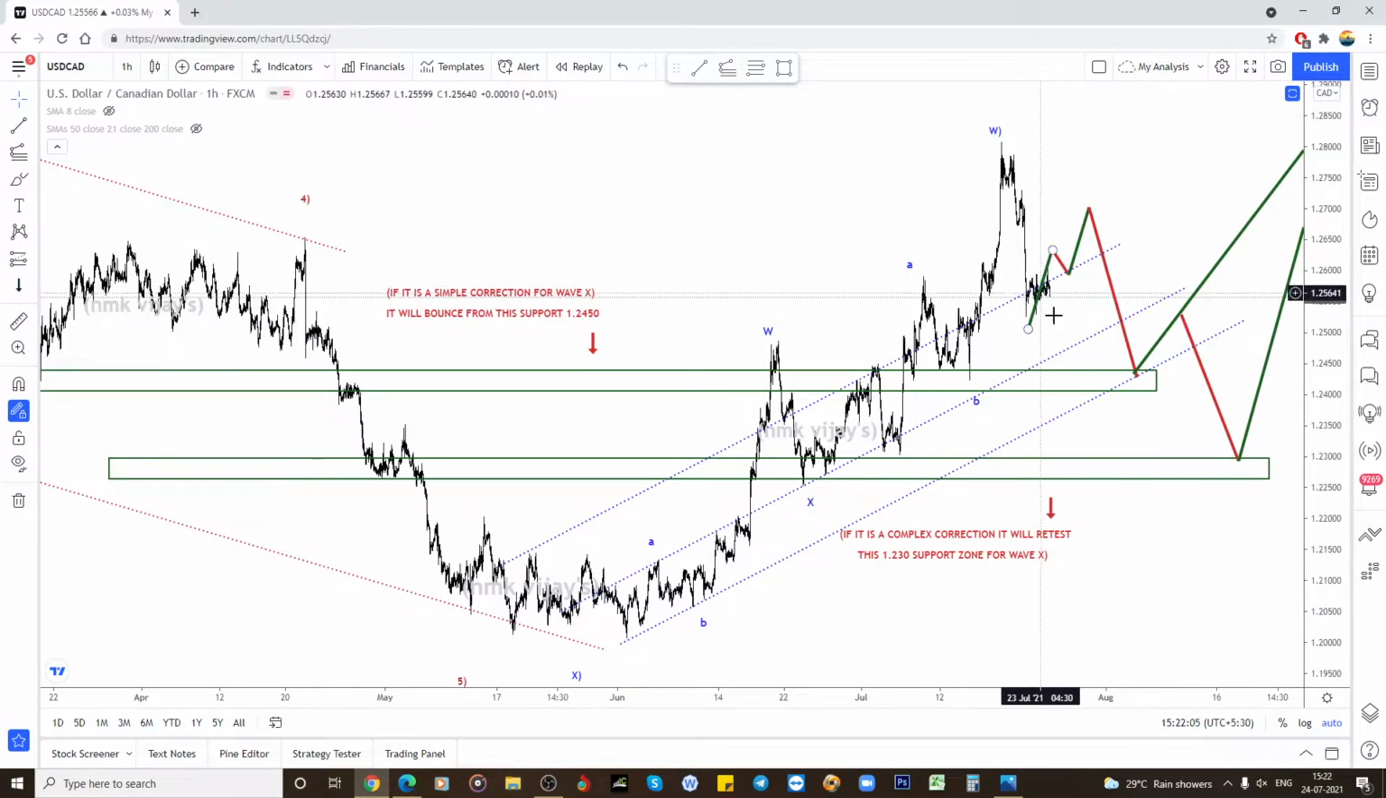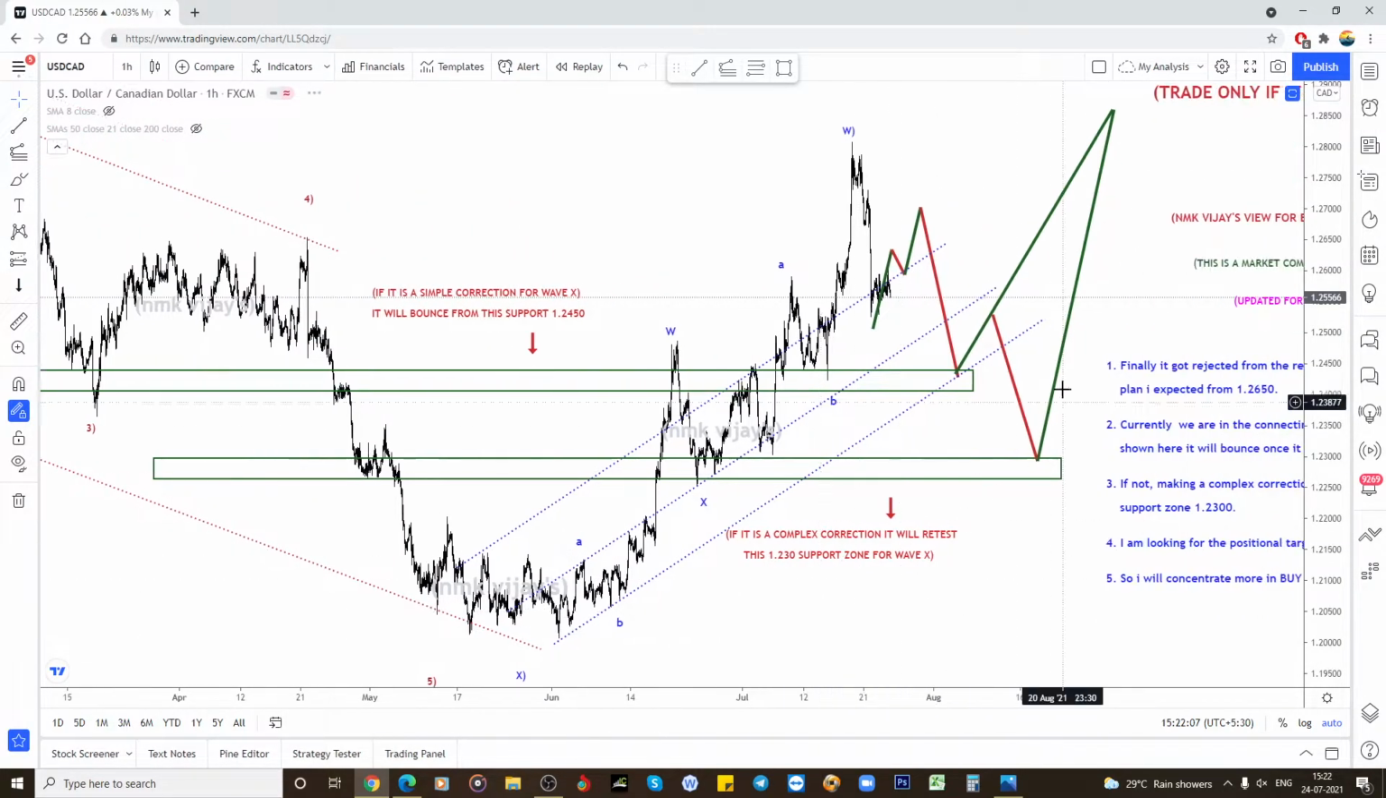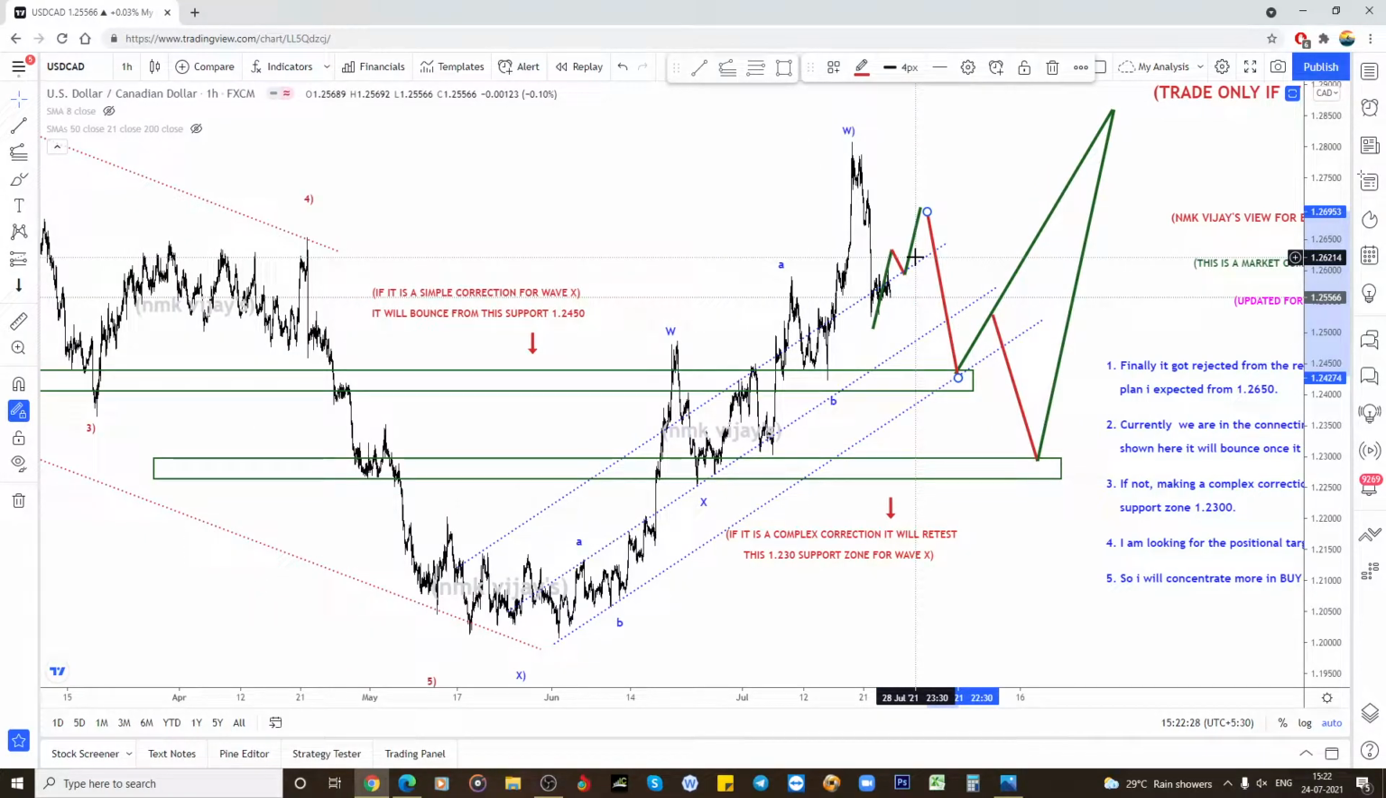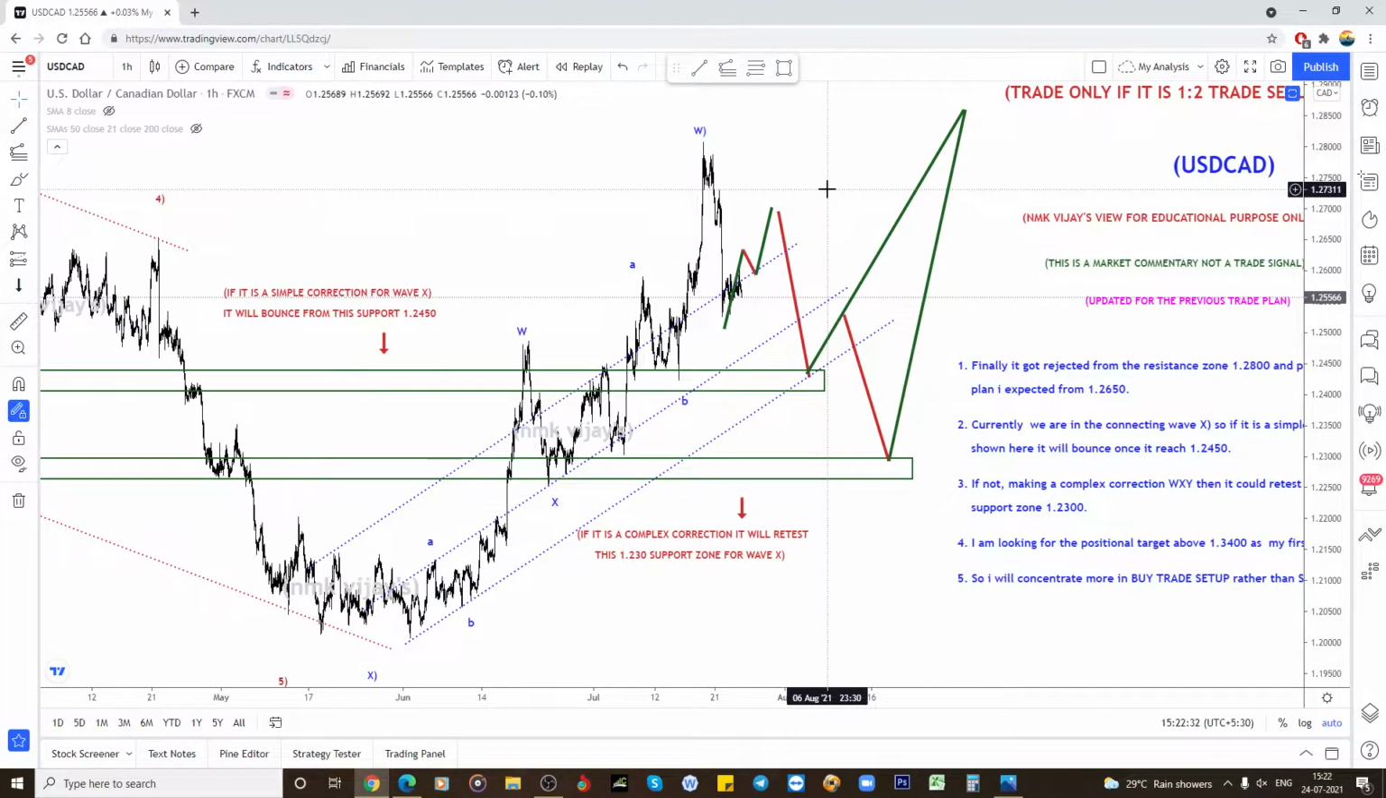But I'm expecting a deeper correction. So whether it is going to reach 1.22 or it is going to bounce from 1.24, just that impulsive wave to the downside is already done. So now the 3-way structures are again one more impulsive. See, I'm expecting this kind of wave formation, but I can't predict and I can't explain all the alternative views in the chart, because that will confuse a lot of people.